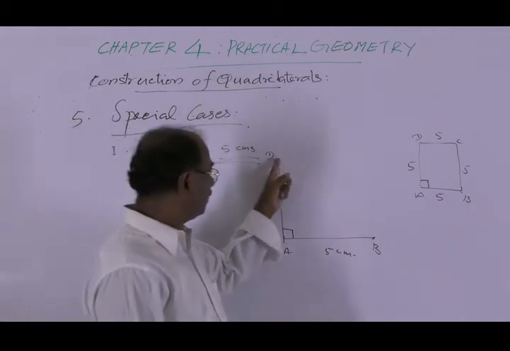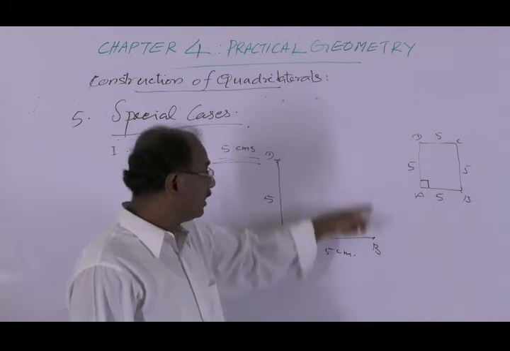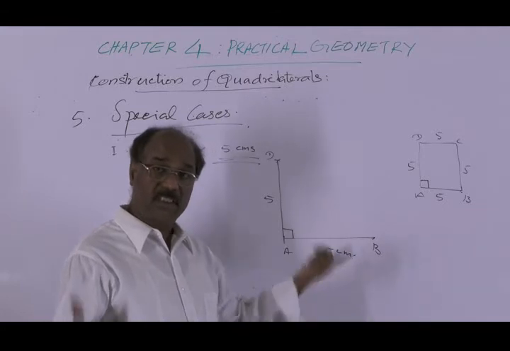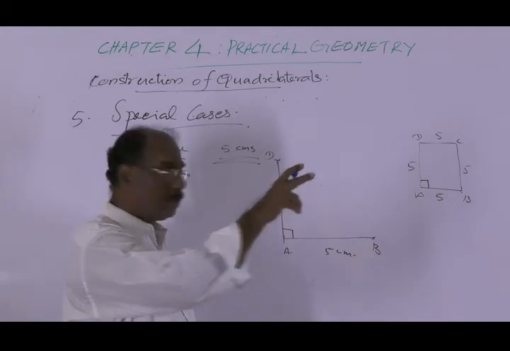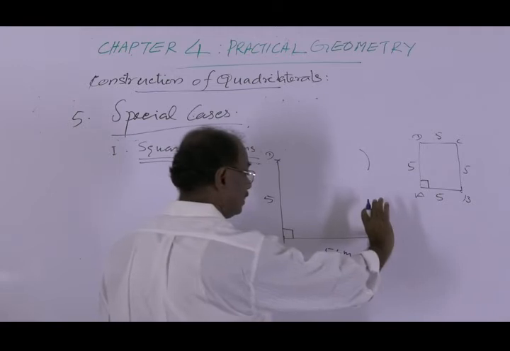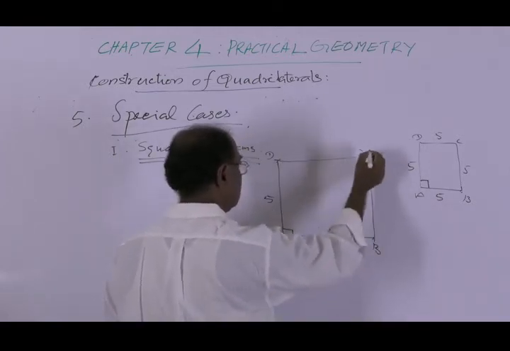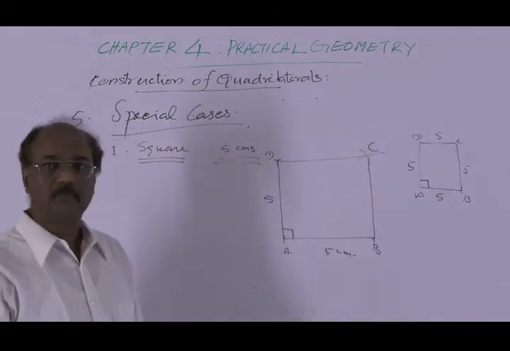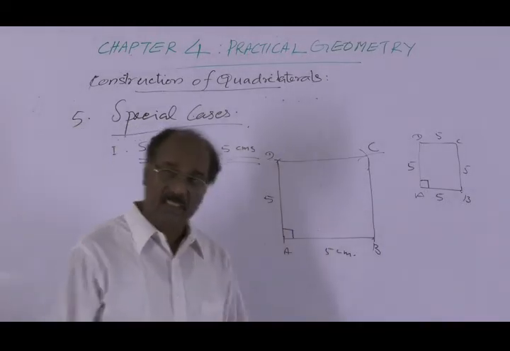Then making this angle 90, we can draw a line here. And if we use a compass, it's very easy. Take a distance of 5 centimeters in the compass and mark an arc here. Same distance 5 here. So join this, and we get C also. 5 centimeters, 5 centimeters, 5 centimeters, 5 centimeters. So the construction is completed.